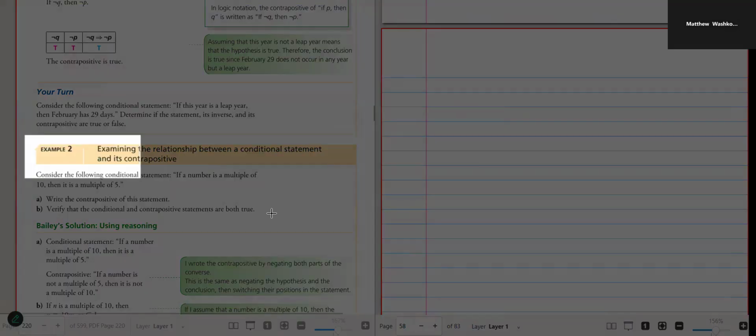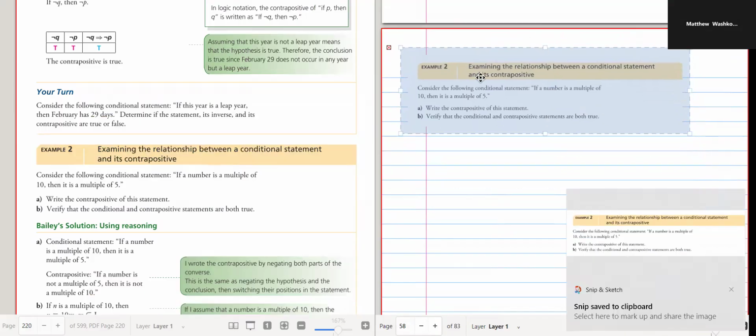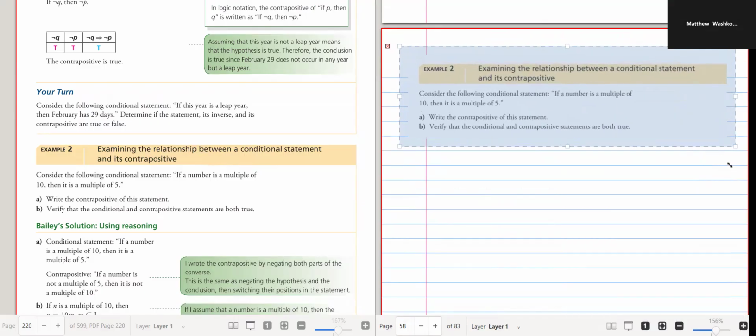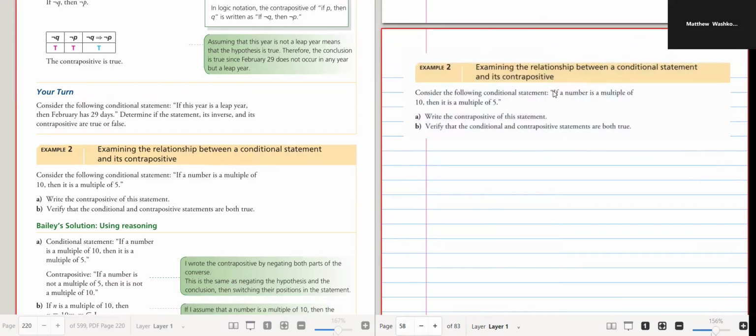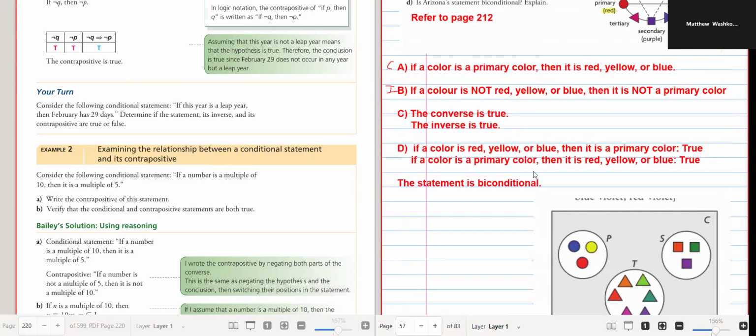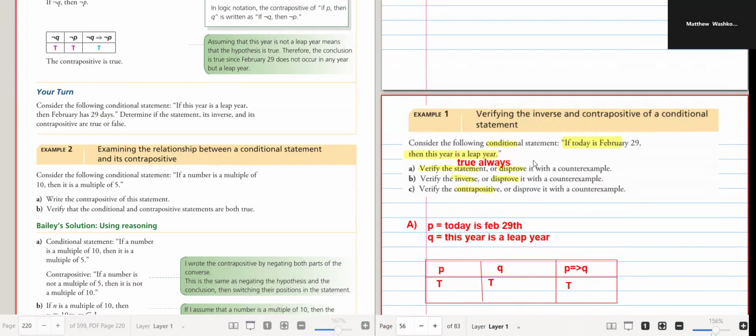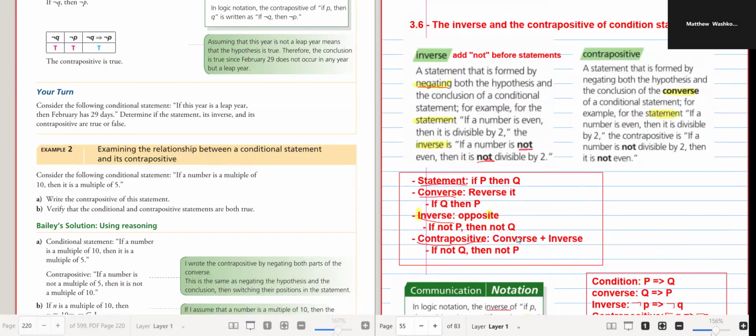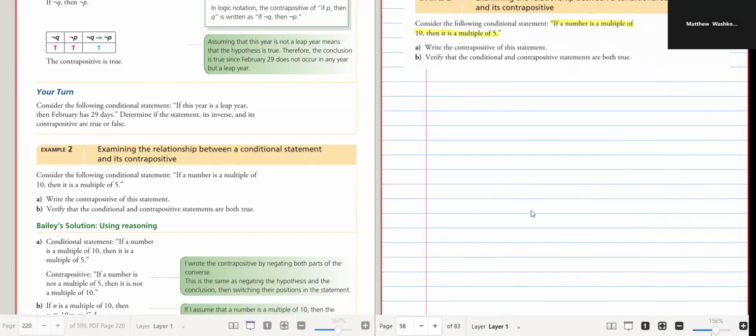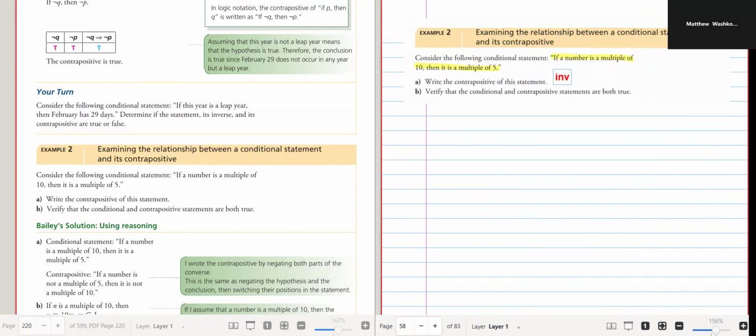All right. So example 2 here is, consider the following conditional statement: if a number is a multiple of 10, then it is a multiple of 5. Now what you want to do is write the contrapositive. What's the contrapositive? Great question. Your contrapositive is the converse of the inverse. If it's easier for you, you can do the inverse first and then the converse of it. So let's do the inverse.